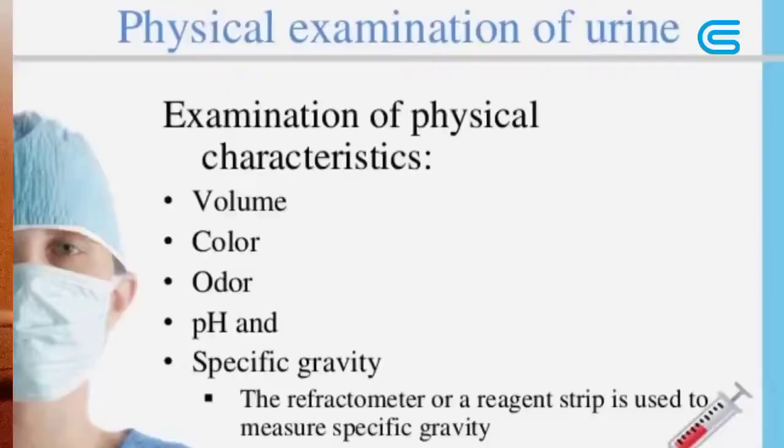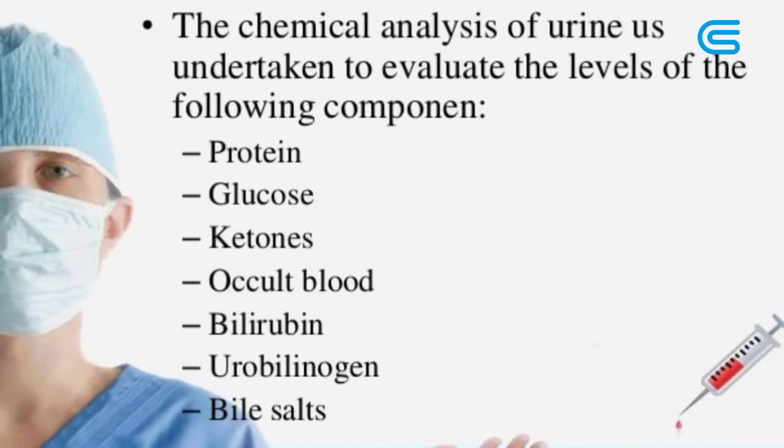We have the physical urine examination, whereby we observe the volume, color, odor, appearance, pH, and specific gravity. Then we have the chemical examination of urine. We have glucose, protein, bilirubin, urobilirubin, blood, nitrite, leukocyte esterase, and melanin.